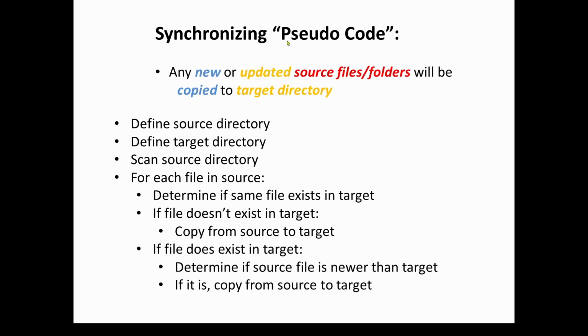So, synchronizing pseudocode: to convert all of these components to code, we're going to have to first define the source directory, define the target directory, scan the source directory, and then for each file in the source, determine if the same file exists in the target. If it doesn't, we're going to copy from source to target. If it does, determine if the source file is newer than the target. If it is, copy from source to target.